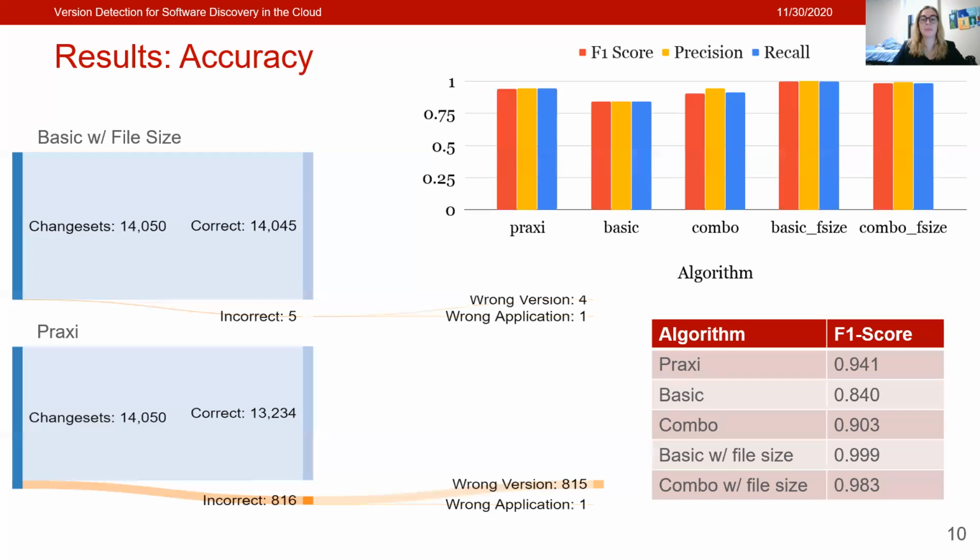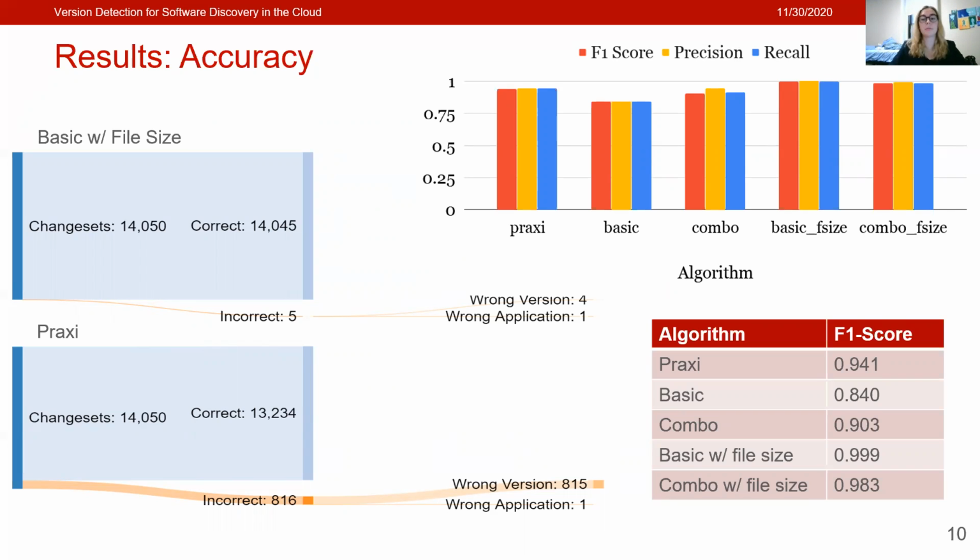In our experiments, we found that Praxi was able to detect specific versions of our applications with relatively high accuracy, achieving an F1 score of 0.941. As evident from the flow diagram in the bottom left of this slide, all but one of Praxi's errors were in telling specific versions apart. It only misclassified the application name once throughout the entire experiment, but confused versions in over 800 instances.